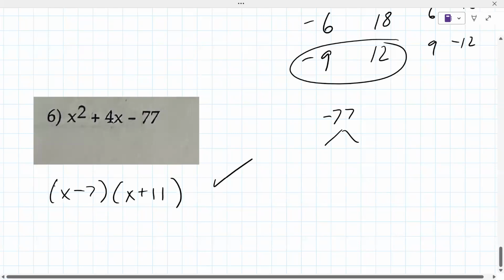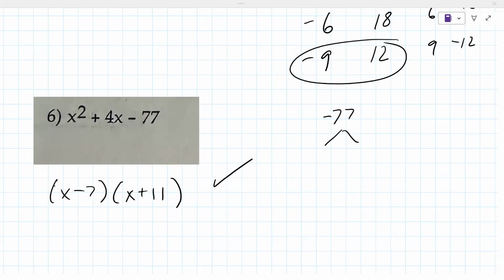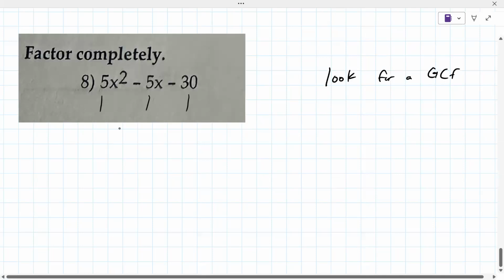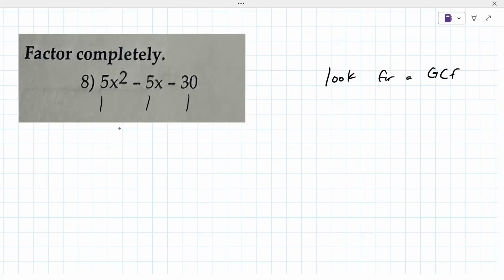All right, next one. They don't say it, but you should always, always, always look for a GCF first. That's what we're doing in the first 4 or 5 problems, finding a GCF. Is there a number that divides each of these, that goes into each of those? 5. So we're going to divide each of these by 5. Tell me what goes in parentheses here, please.